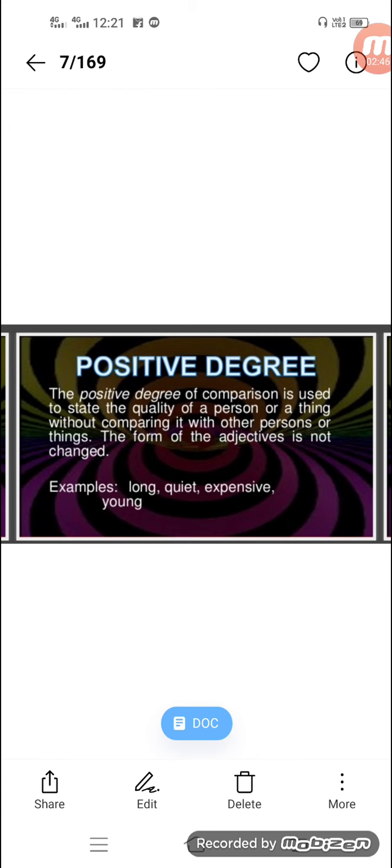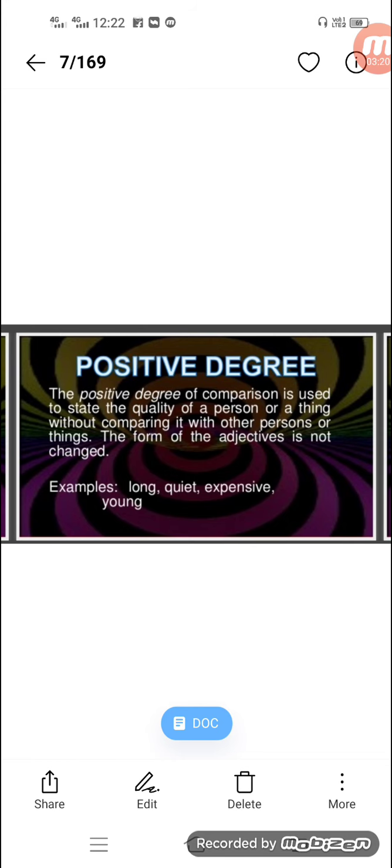Positive degree tells that there is no comparison, there is only the quality of a thing or a person or a place. There is no comparison in these sentences. This type of degree of comparison is called positive degree. For example, long, quiet, expensive, young. These are all positive degree adjectives.